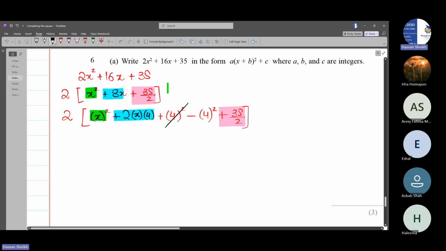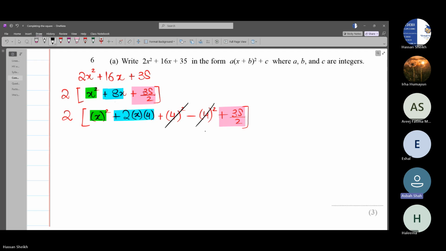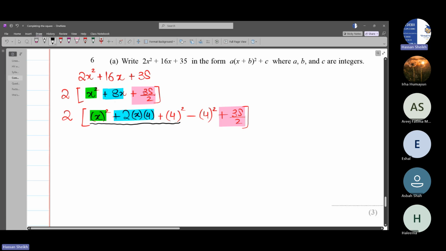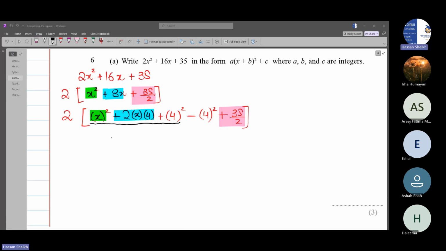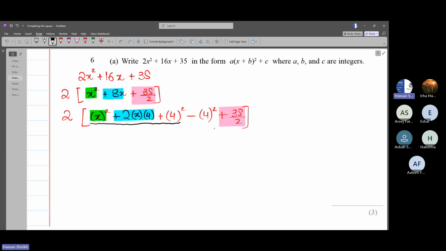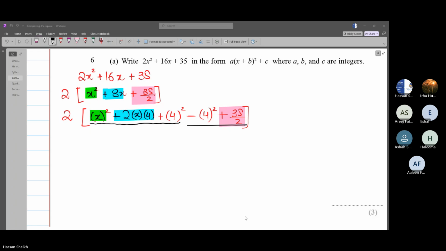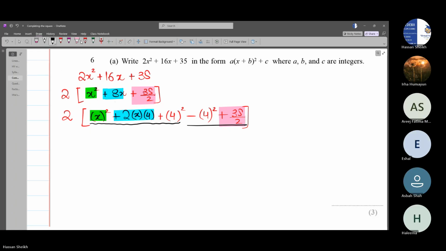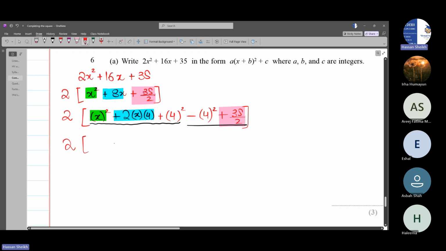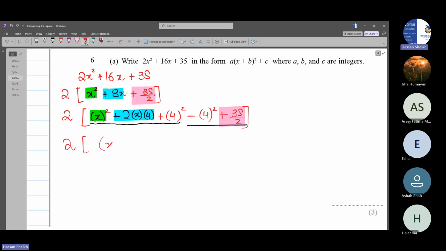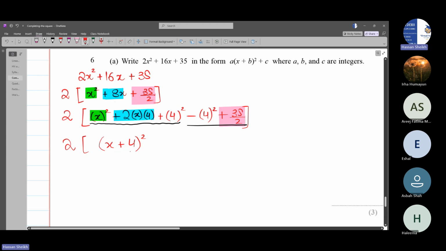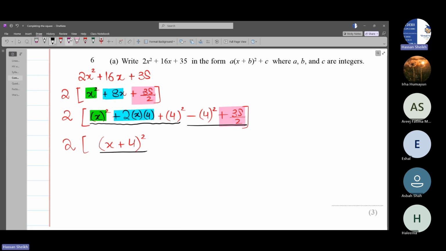Yes, students, do you understand this now? Again, we know that this black underline is the expanded form of a plus b whole square. Agree? Which means a plus b whole square. What is a? a is x. What is b? b is 4. So a plus b whole square is x plus 4 whole square. Agree?